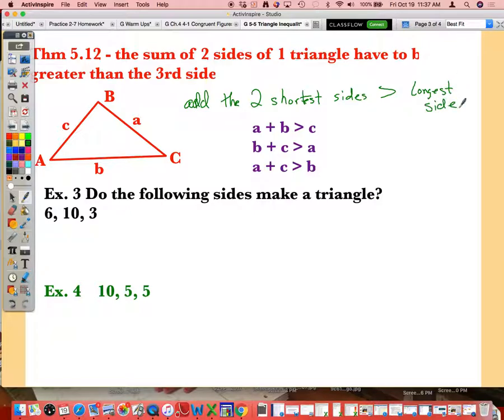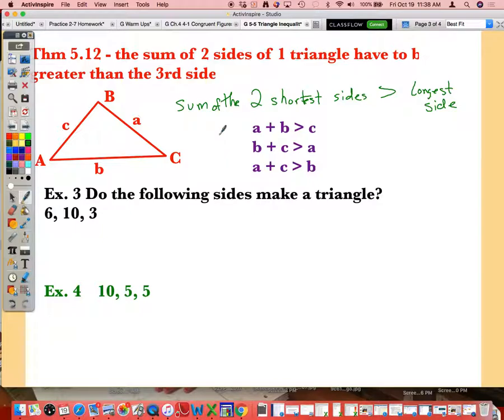You don't have that in your notes, so make sure you write that down, okay? The sum of the two shortest sides. Sum. We're using more math terms, right? Sum means we have to add. Doesn't seem like a whole lot, but sometimes we struggle with words. All right, vocabulary.